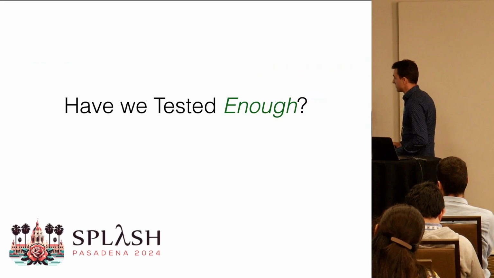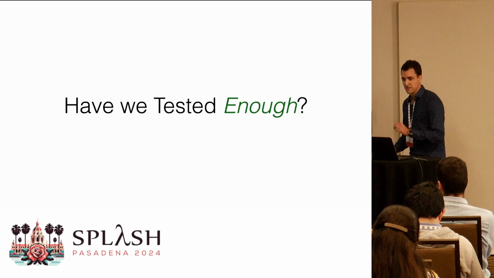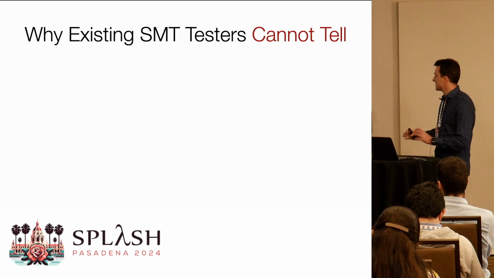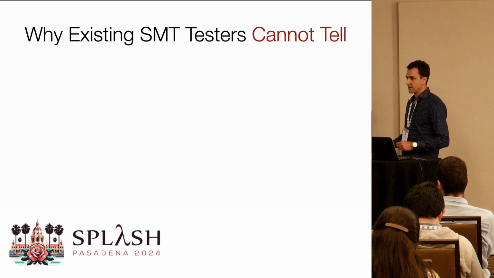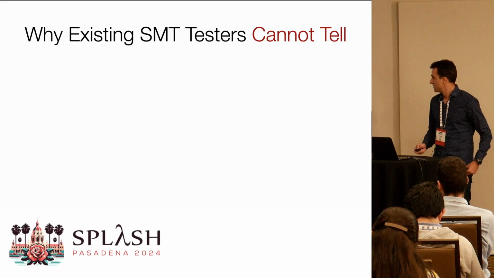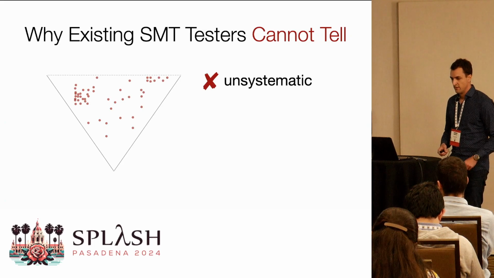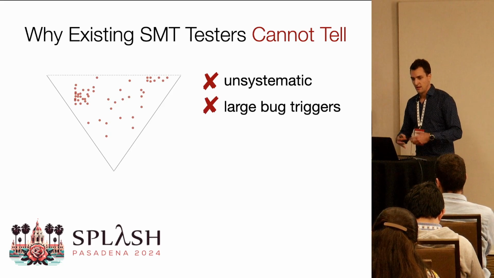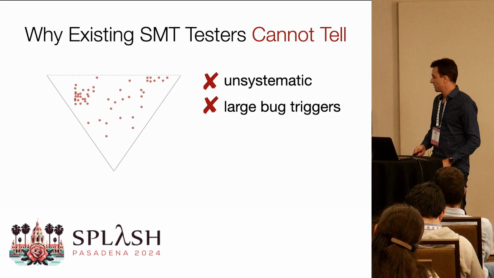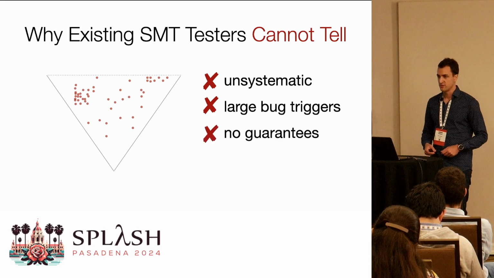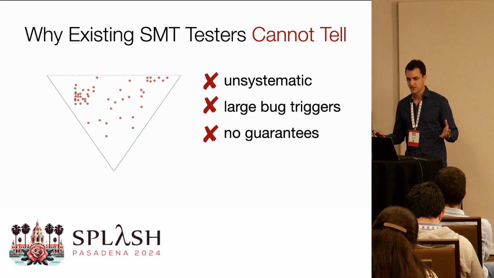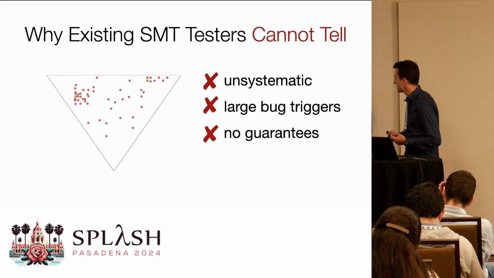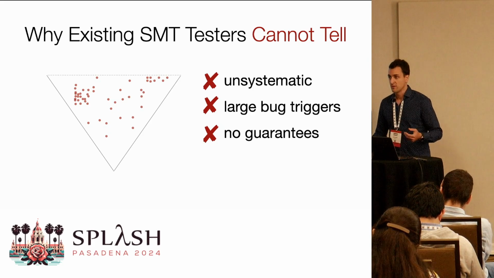So let's revisit the central question of this talk. Have we tested the SMT solvers enough? Before going into the detail of this question, let me first tell you why the existing testers cannot give you an answer to this question. First of all, they are unsystematic. They produce large bug triggers, and they're random, scattering around a big space of formulas. So they don't provide any guarantees. If we stop fuzzing and then don't find bugs, we don't know whether there are actually no bugs or whether we were just purely out of luck.